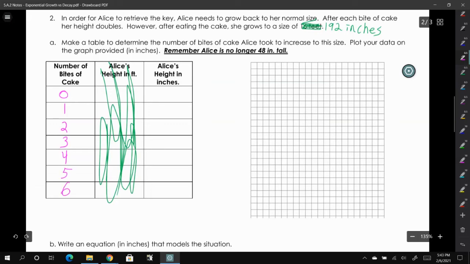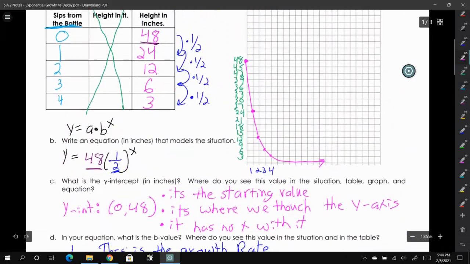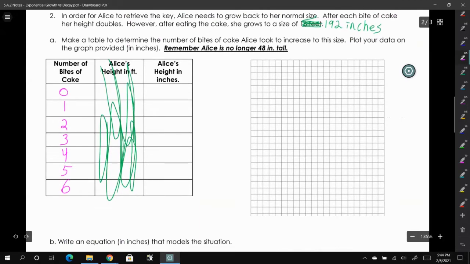Now her starting height is not 48 anymore. At the end of this situation, she was 3 inches tall. So before she takes her first bite of cake, she's 3 inches tall. And every time she takes a bite of cake, her height doubles. So 3 times 2 is 6. 6 times 2 is 12. 12 times 2 is 24. 24 times 2 is 48. 48 times 2 is 96. And 96 times 2 is 192. So again, if you're looking at the values over here, we'll call them the y values, we're multiplying the previous value by 2 each time.